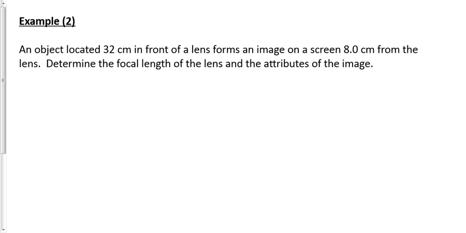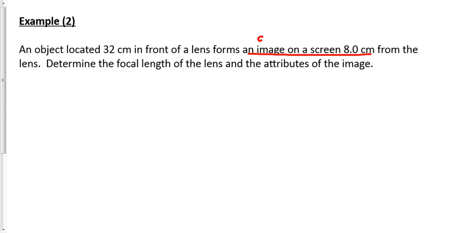We've got two more example questions now for our curved lens problems. Example number 2 says an object located 32 centimeters in front of a lens forms an image on a screen 8 centimeters from the lens. That's an important statement right there: an image on a screen 8 centimeters from the lens.